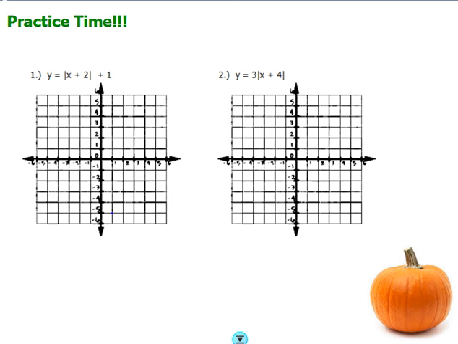Alright, here's some practice on graphing absolute value equations. So once you've completed the Desmos activity, practice these. If you need some help, you can watch the video. Alright, so we want to graph the following.